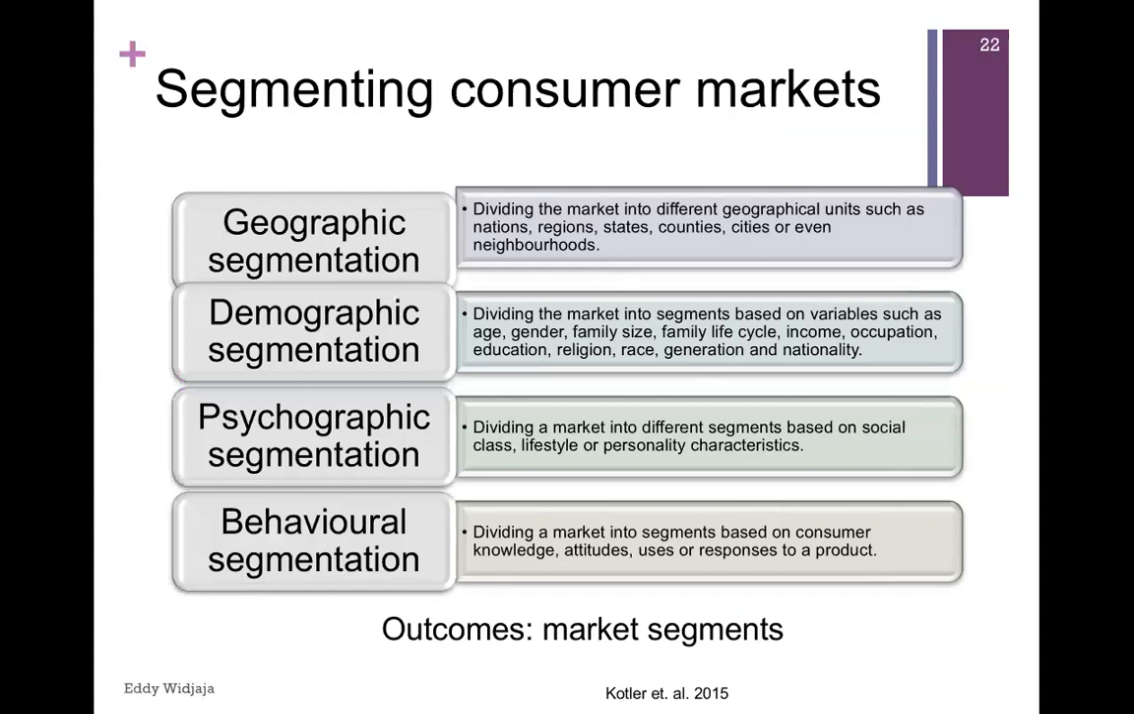Geographic segmentation is based on geographical units such as nations, regions, states, counties, cities, or even neighborhoods. So when you say your target market consists of those who live in the key cities in Australia, such as Sydney, Melbourne, Brisbane, Perth, and so on and so forth, you are using the geographic segmentation variable.